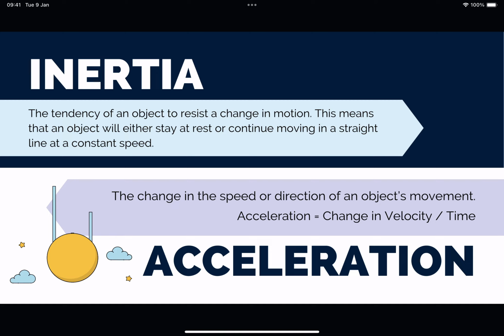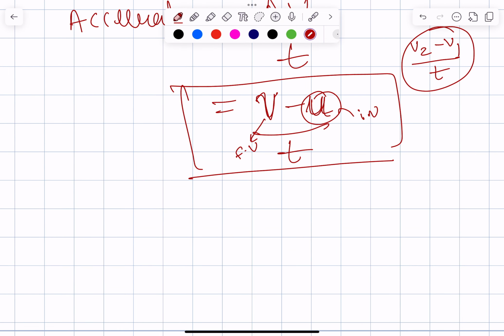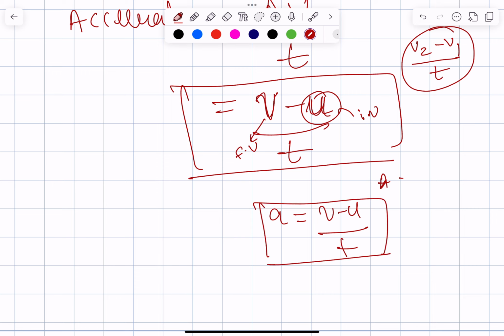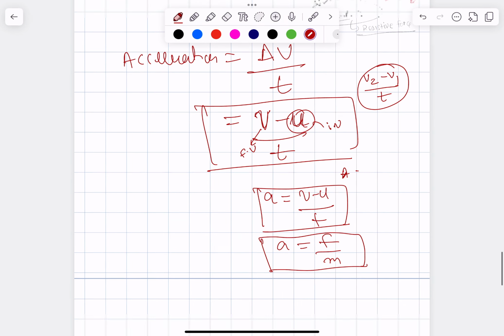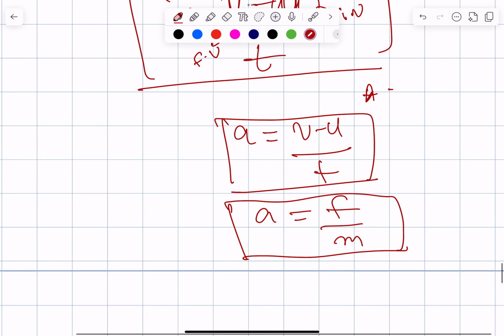So you know acceleration. I don't have to tell you what acceleration is. Now we have two formulas of acceleration actually. The first formula is the one we have just learned: acceleration equals v minus u upon t. And the second formula is acceleration equals force upon mass. Start rearranging the things. It will help you eventually, okay?